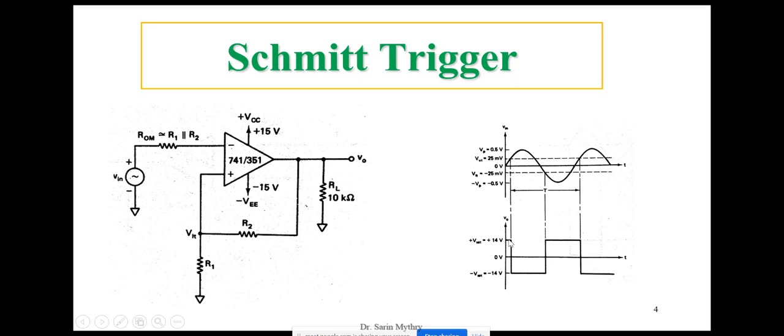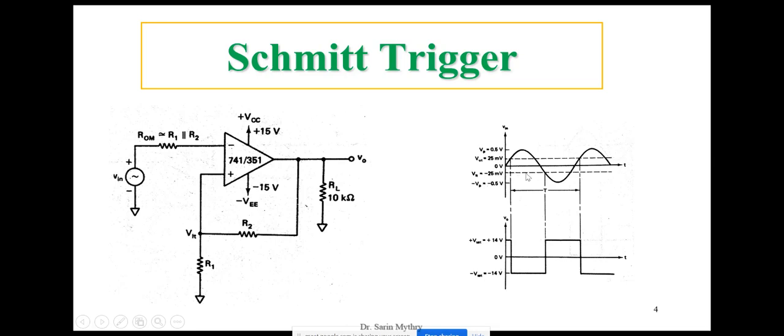The output will change from high to low or low to high. Here the input is exceeding 25 millivolts, so that's why I'm getting this change in the output square wave. Then it will sustain until the next threshold voltage. What is the next threshold voltage? It's minus 25 millivolts, called the lower threshold voltage. The positive 25 millivolts is called the upper threshold voltage, and this one is called the lower threshold voltage.